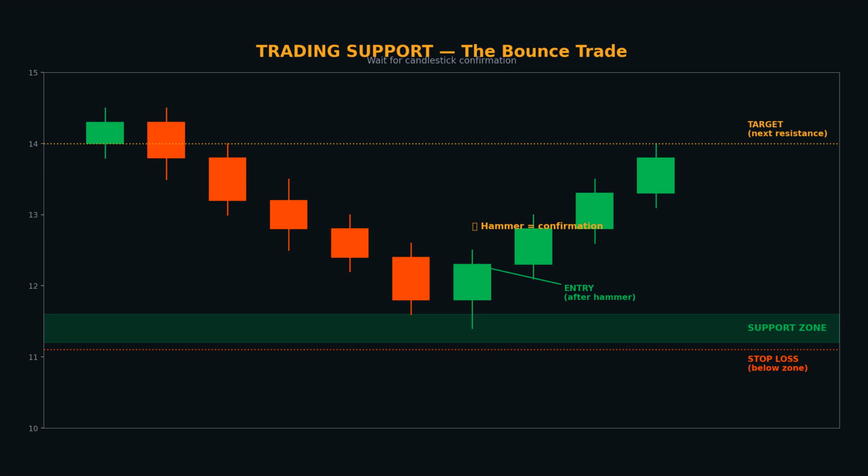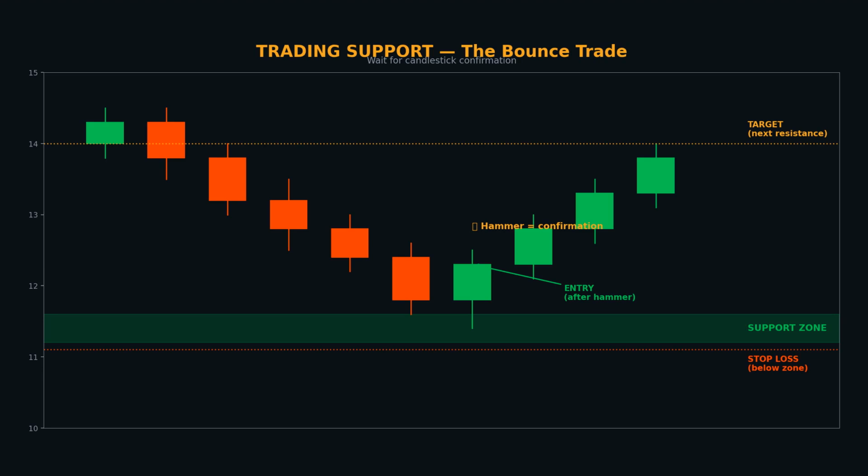The breakout trade is more advanced and riskier. Instead of trading the bounce, you wait for price to break through a level. If resistance breaks, you buy the breakout. If support breaks, you sell the breakdown. But breakouts are tricky because many of them are false. Price breaks a level, sucks in breakout traders, and then reverses.